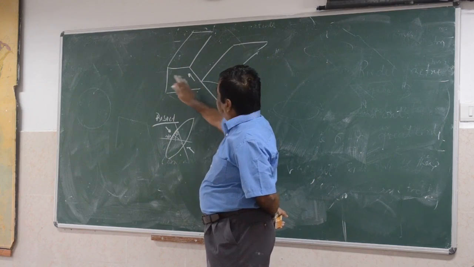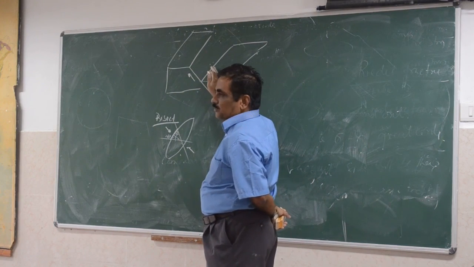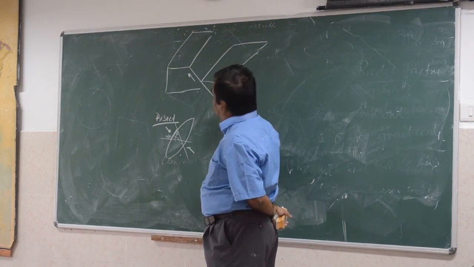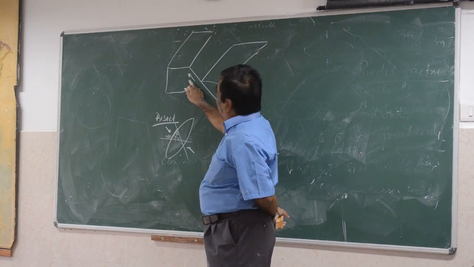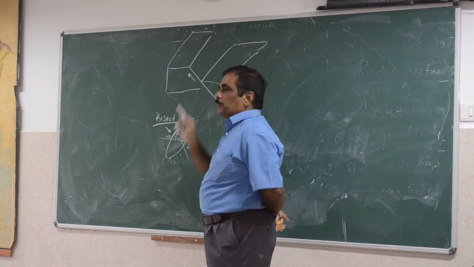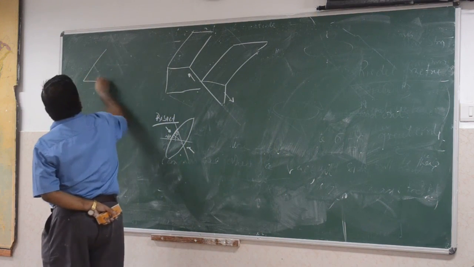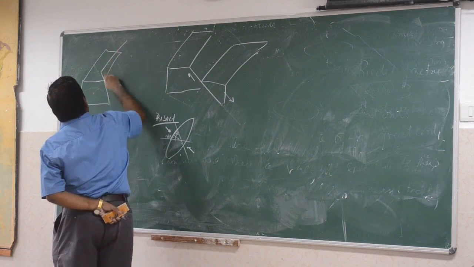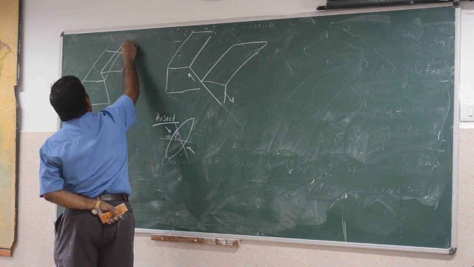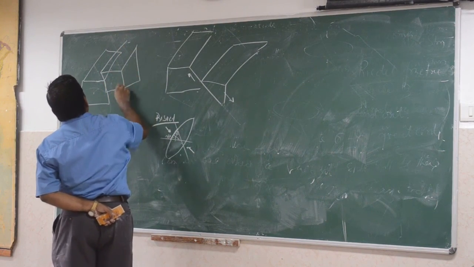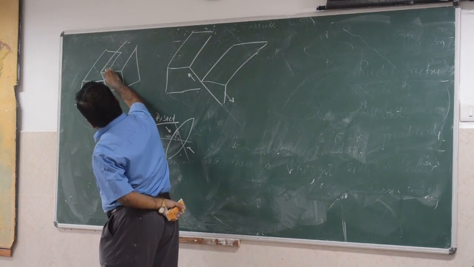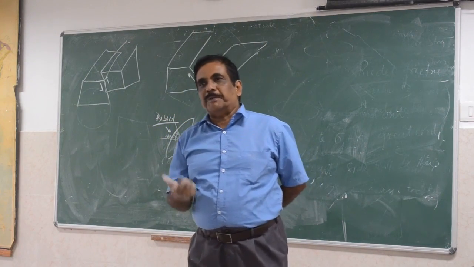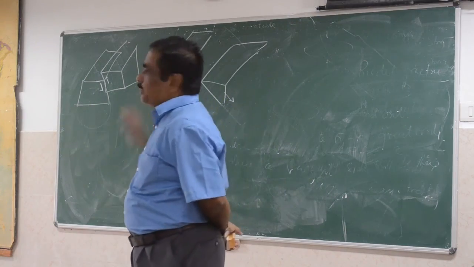Normal fault. This is the footwall. This is the hanging wall, so this block has come down. That is why I have put this arrow here, and this arrow I have put so that this block has gone out. Suppose this is a reverse fault, it would rise up like this. So this arrow should have been like this. Depending on the nature of the fault, you can put the arrows.